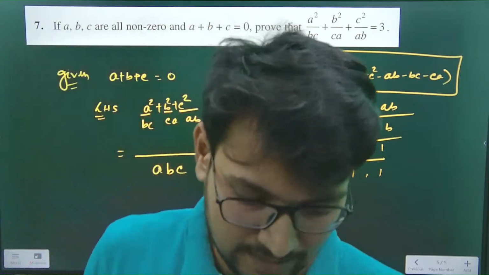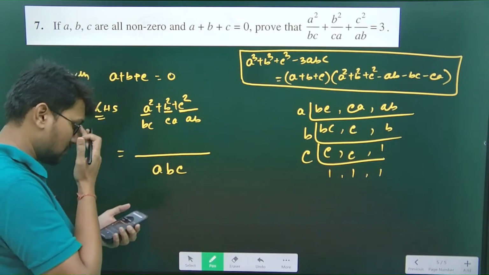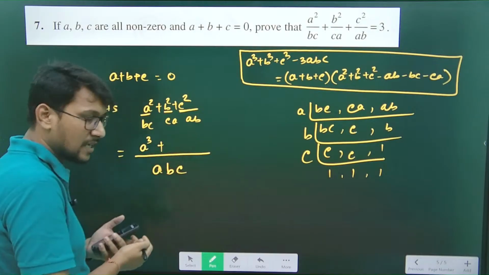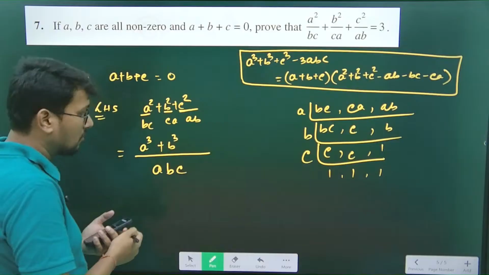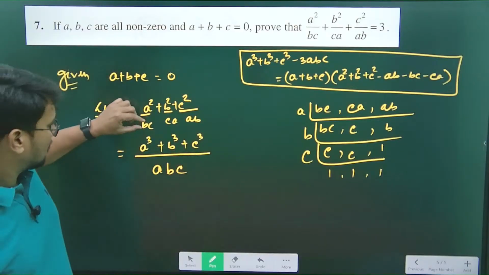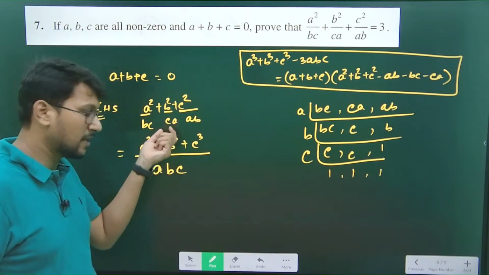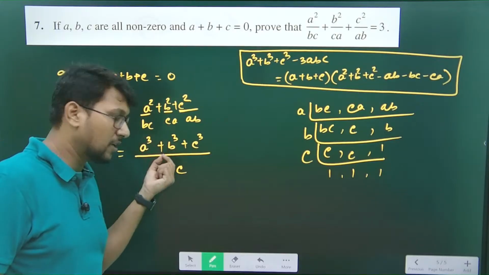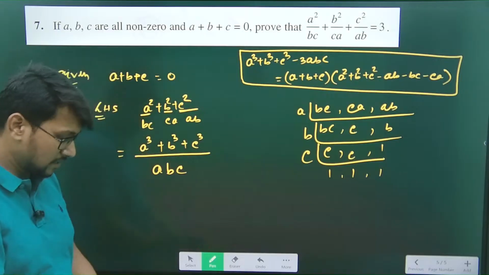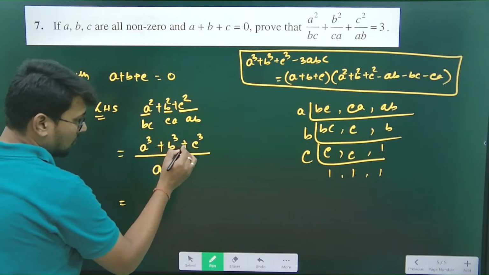Clear? So abc divided by bc is a, and a into a² is a³, plus abc divided by ca is b, and b into b² is b³, plus abc divided by ab is c, and c into c² is c³. So it will become (a³ plus b³ plus c³) by abc.